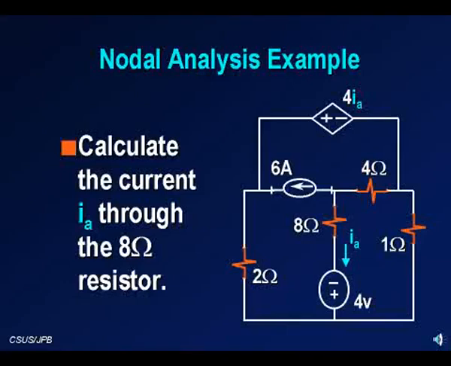In this example, we want to use nodal analysis to calculate the current IA flowing through the 8 ohm resistor. This circuit is important because students will learn how to handle voltage sources in the nodal procedure. In particular, the concept of supernode is demonstrated here.